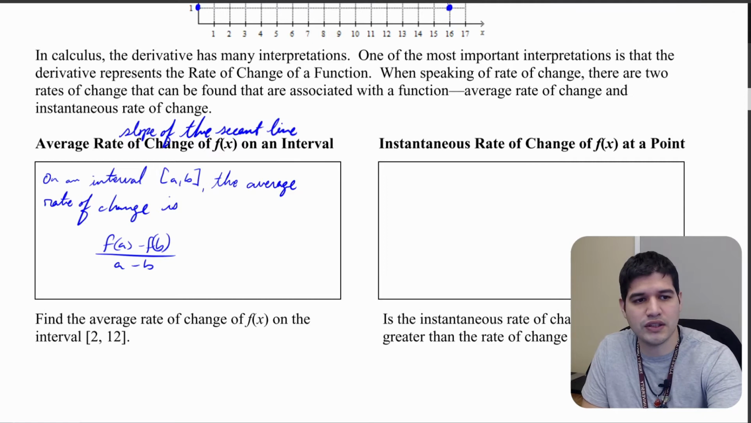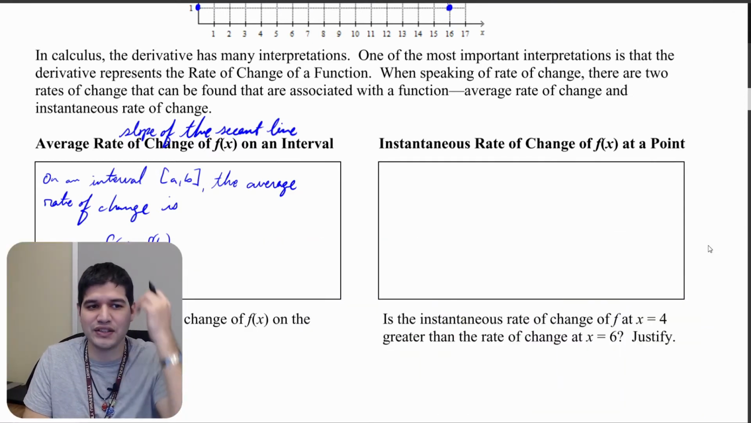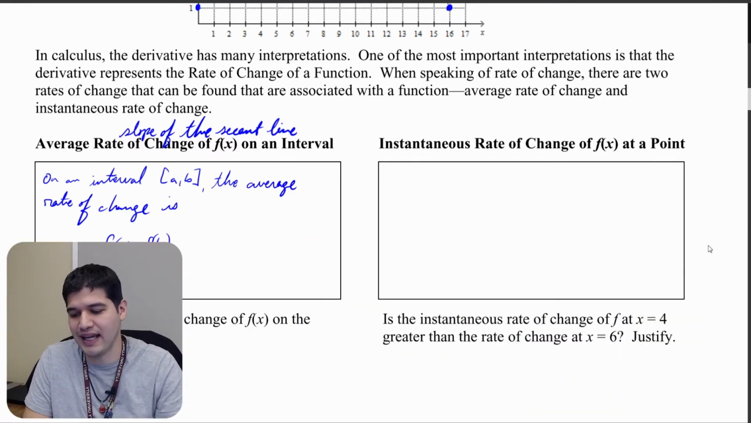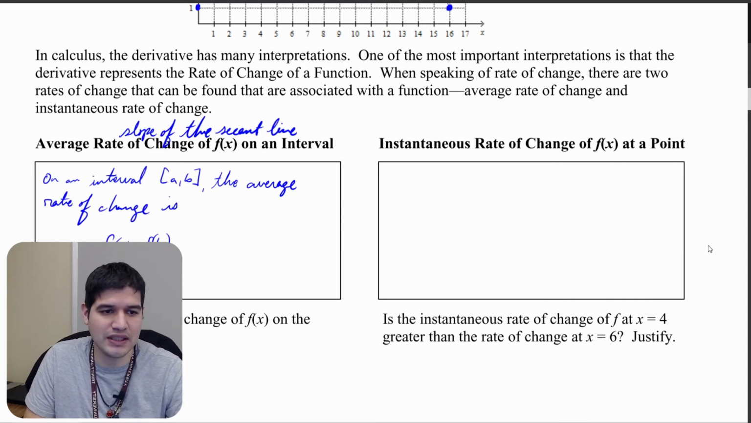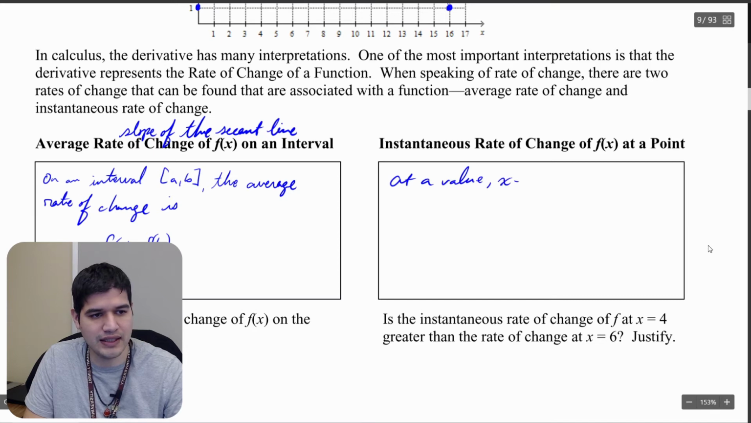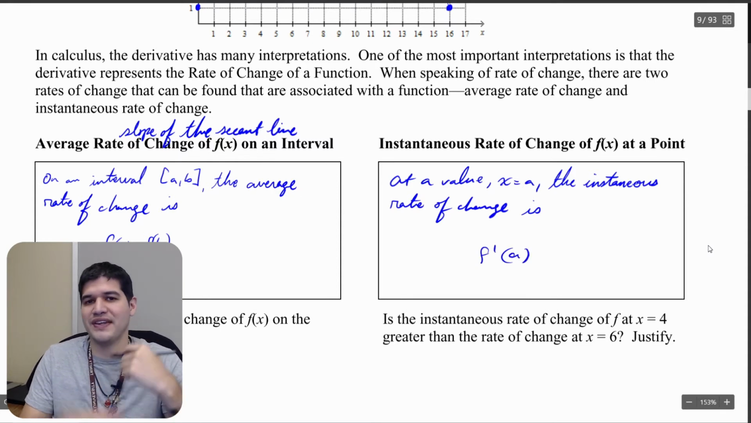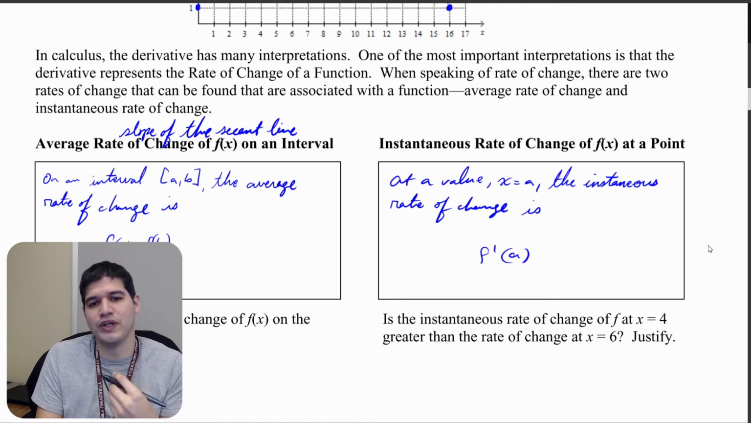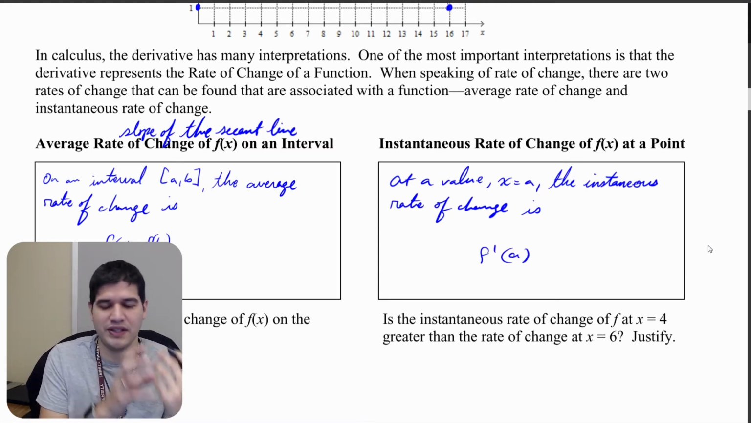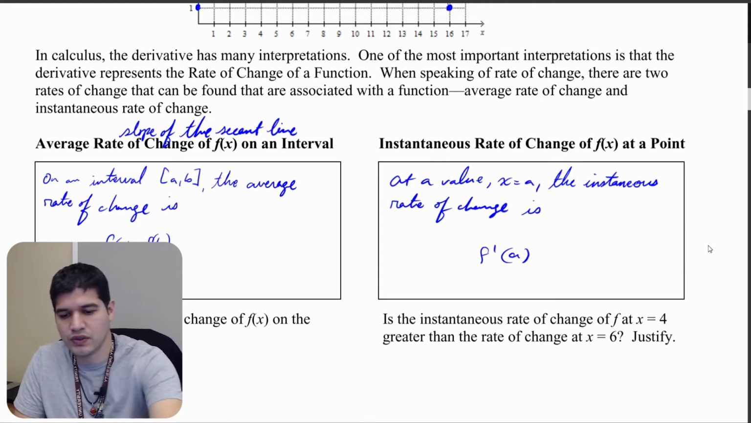Now we also want to think about the instantaneous rate of change. What do we do when we're finding it? Well, that's at a value, something like x equals a, and the instantaneous rate of change is f prime of a. So now we're using the derivative to find the instantaneous rate of change. So we know how to find both the average and the instantaneous rate of change. What's our first question here?